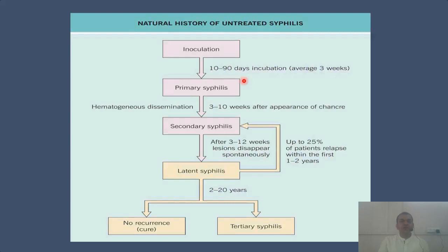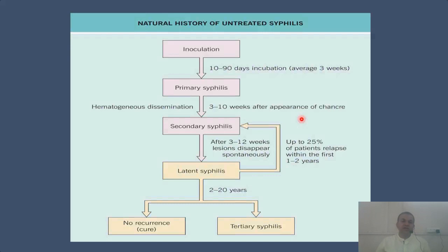Primary syphilis means the stage where the visible chancre and lesions can be seen first after the entry of the treponema. What these are we will discuss in the next slides. After the typical primary lesions, there is hematogenous dissemination, and 3 to 10 weeks after the appearance of the chancre, the skin lesion of syphilis, the patients land up in secondary syphilis.